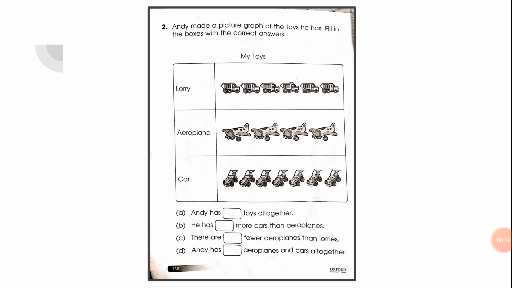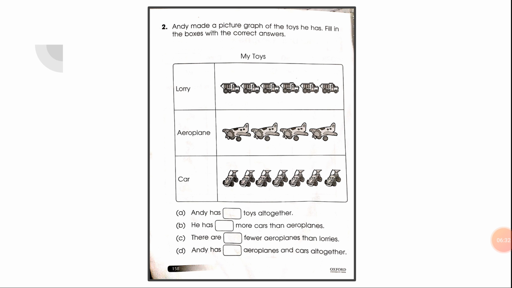Your B part is, he has dash more cars than aeroplanes. First count the number of cars. 7. Number of aeroplanes, 4. 7 minus 4 is 3. So your answer is 3. Write it down inside the box of part B.